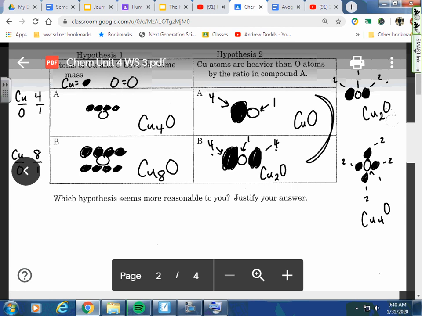Okay, so here's where we get to discuss something here. Which hypothesis seems more reasonable to you? Justify your answer. Anybody want to share what they put and why? You put hypothesis 2, why? Okay, so you said 2 is clean, not so messy. Anybody else want to share?